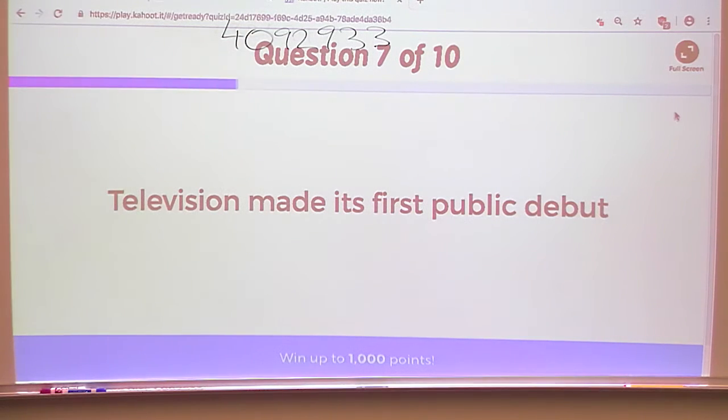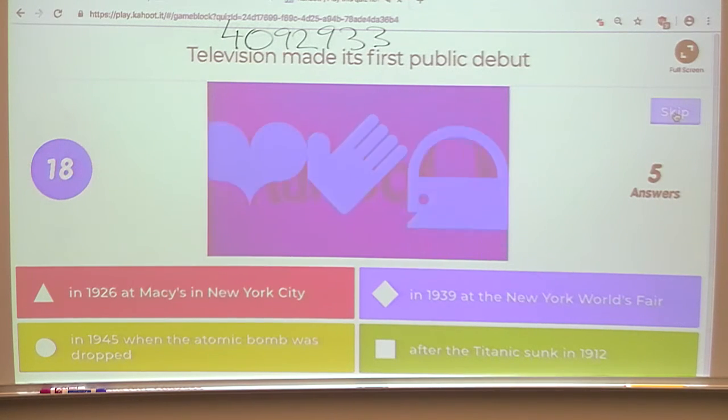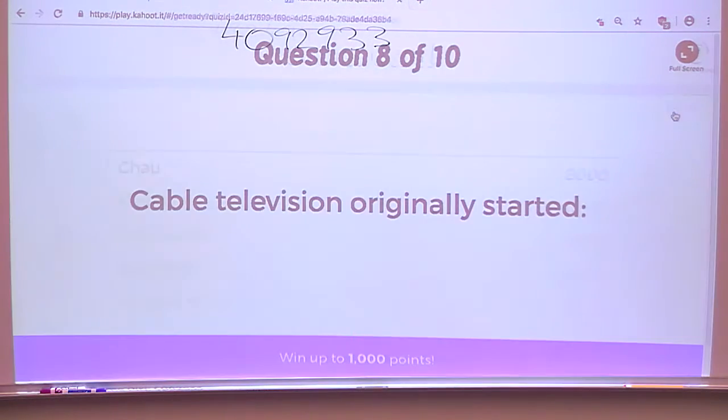Television made its first public debut when? 1926 at Macy's, 1945 when the atomic bomb was dropped, after the Titanic sunk in 1912, or in 1939 at the New York World's Fair? Good. 4 people got it. 1939 at the New York World's Fair. So we watched a little video of Sarnoff presenting.